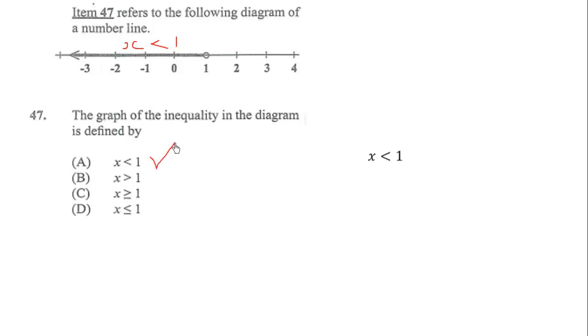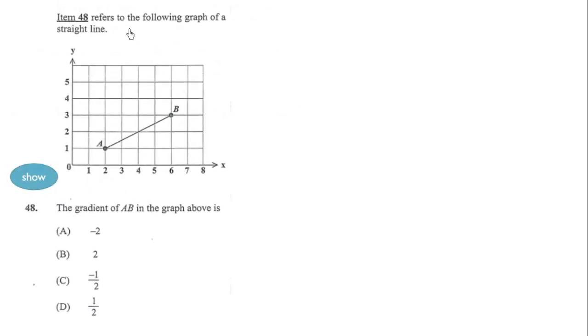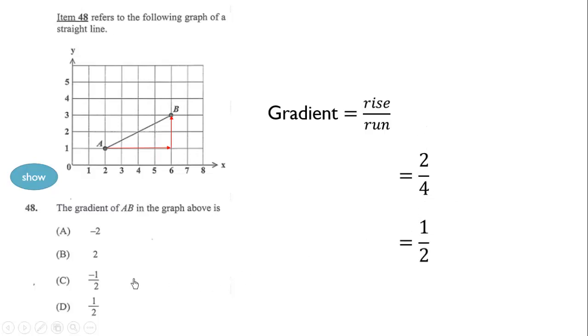Now for the 48th item, it refers to the following graph of a straight line. Now the gradient of AB in the graph above is, so we know the gradient is given by rise over run. So you have a rise of 1, 2 and a run of 1, 2, 3, 4. So that will give you 2 out of 4, which is the same as 1 over 2. So the correct choice is 1 over 2, which is D.